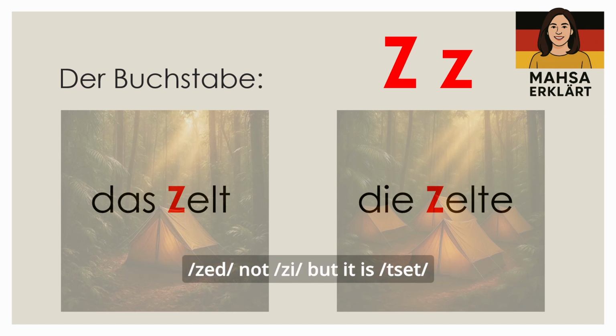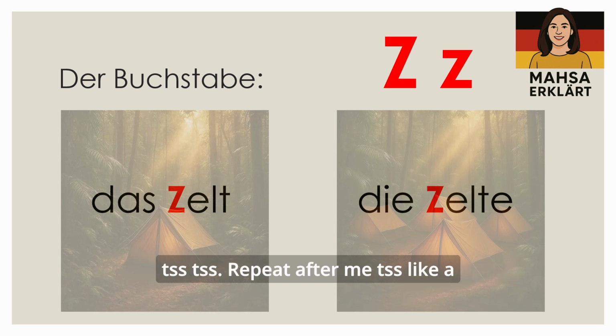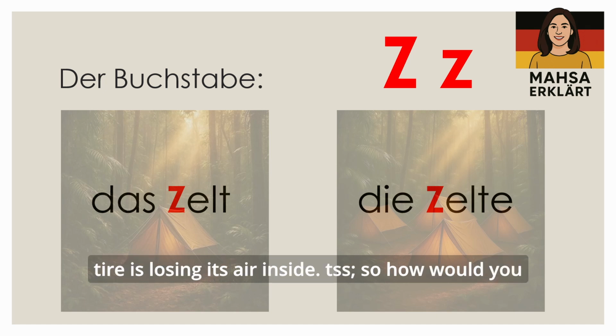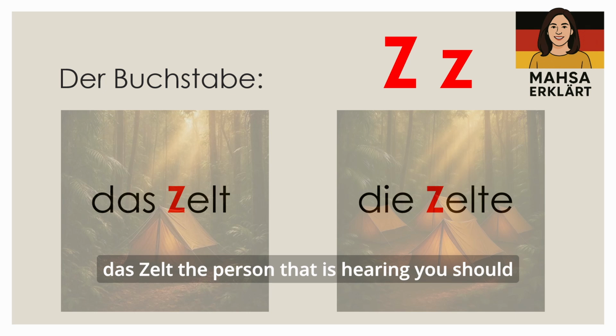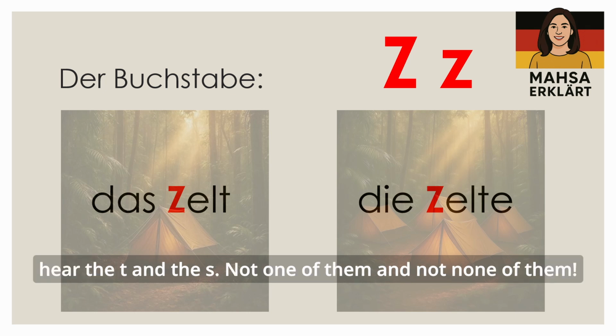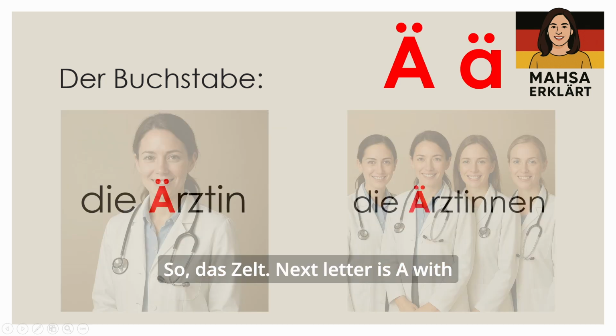Z. This letter is Z. It is not Z, not Z, but it is Z. It is basically a silent T and a silent S, so it's like ts, ts. Repeat after me. Ts. Like a tire is losing its air inside. Ts. So how would you read the word? Das Zelt. Die Zelte. When you say das Zelt, the person that is hearing you should hear the T and the S. Not one of them and not none of them. So das Zelt.